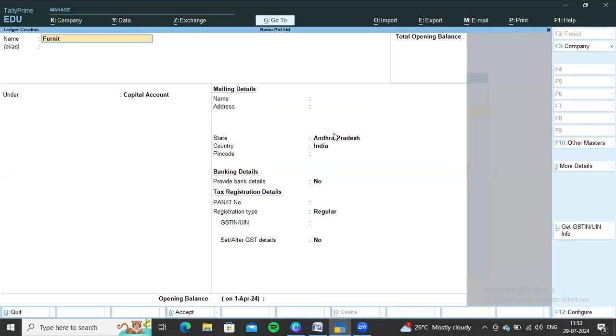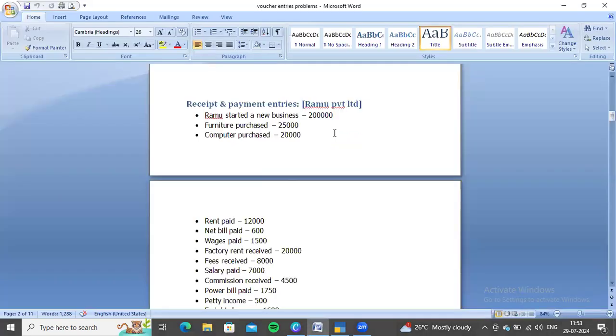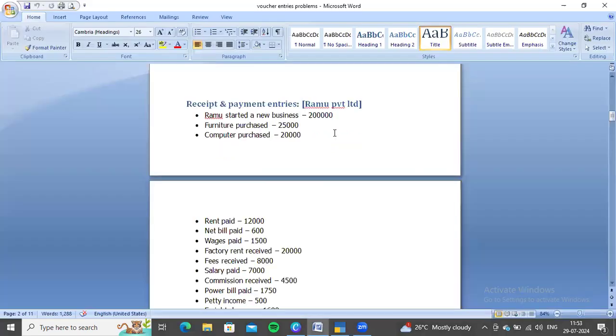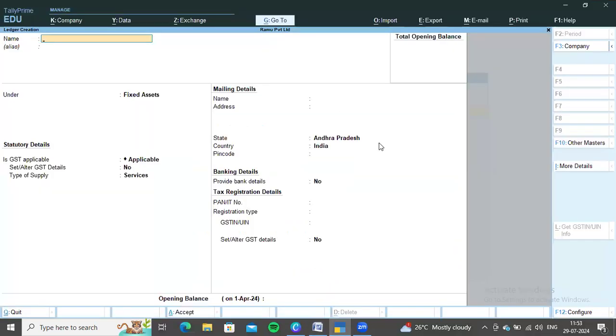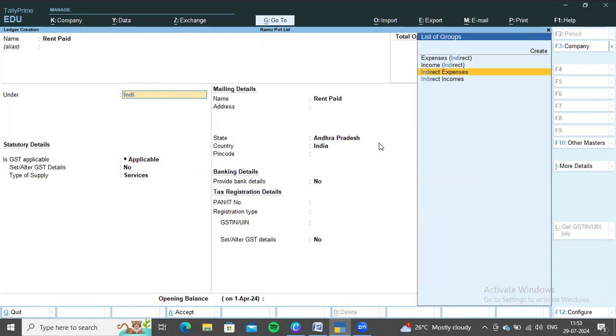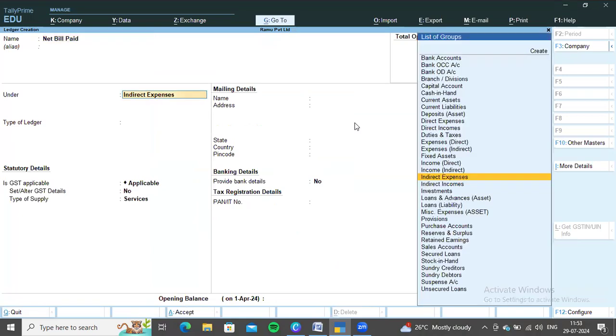Next, furniture purchasing. It comes under fixed assets. Next, computer. It also comes under fixed assets. Next, rent paid. It comes under indirect expenses, as it is a profit and loss expense. Ctrl+A. Next, net bill paid. It is also a profit and loss item, so it comes under indirect expenses.